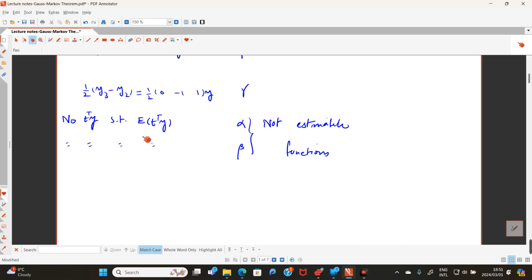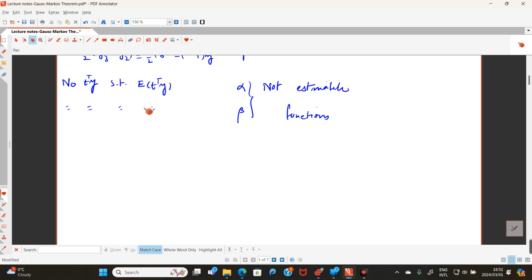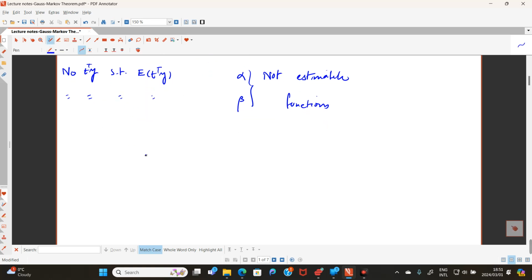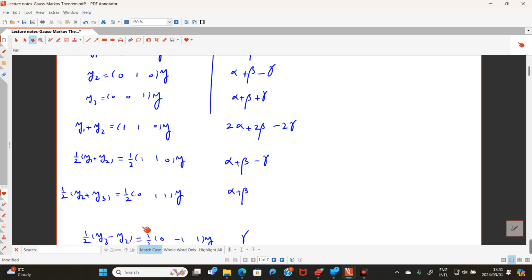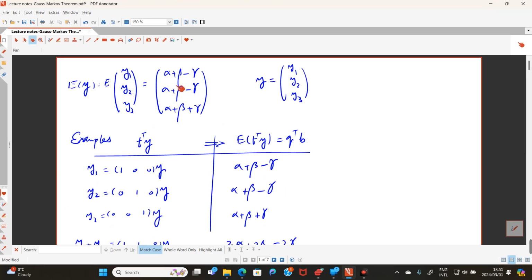Let's go back to this part and see what will happen here. For our problem, according to these parameters, I can simply write it as a matrix: 1 1 minus 1, 1 1 minus 1, again 1 1 1, multiplied by the vector alpha, beta, gamma.